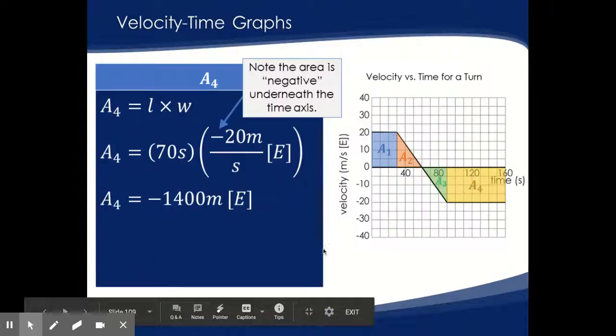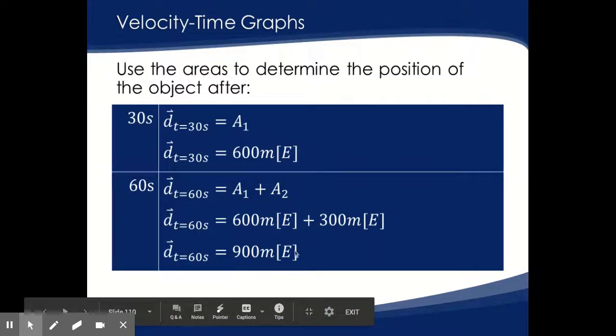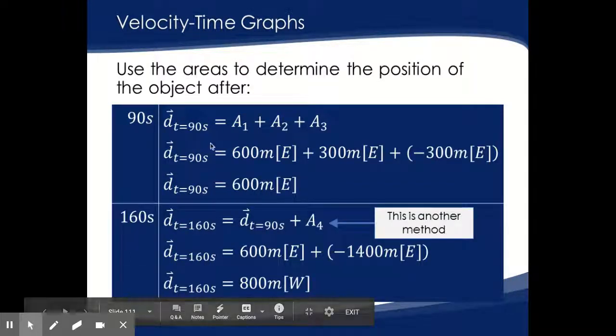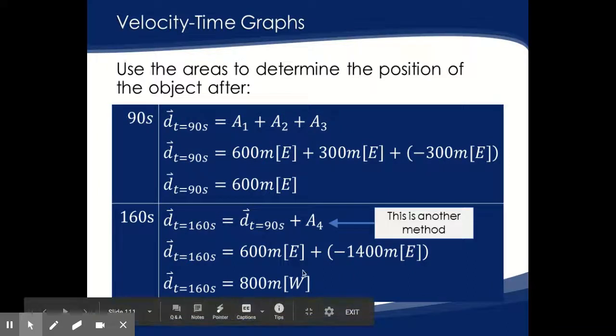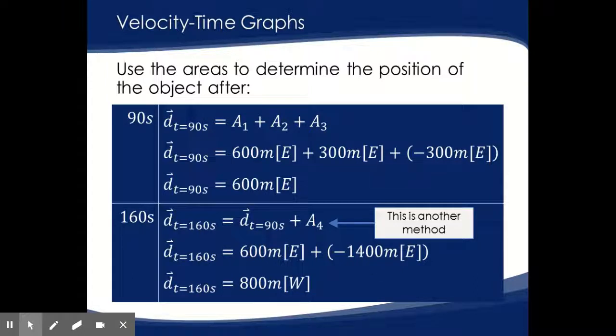When we start looking at this and we're adding them up, from 30 seconds to 60 seconds, that's where we were in the positive direction, the east direction. We have a total displacement of 900 meters east. Then for the rest of the graph, the bottom half, we have 90 seconds to 160 seconds. You would have 600 meters in the first part of that where the triangle was, and then you're adding the -1,400 meters to that to get 800 meters west.